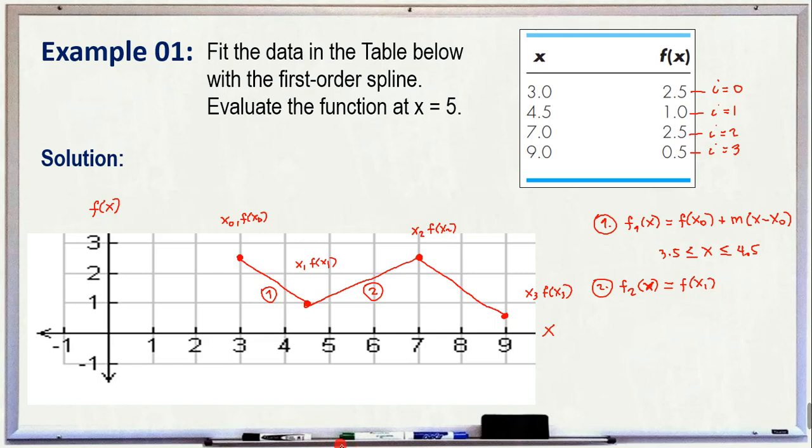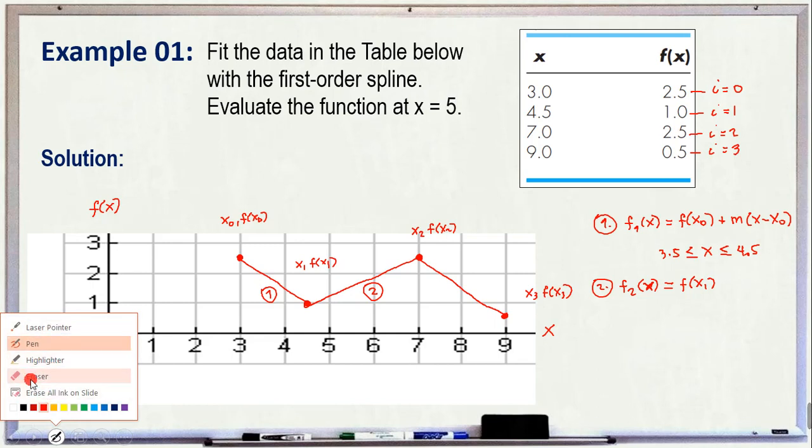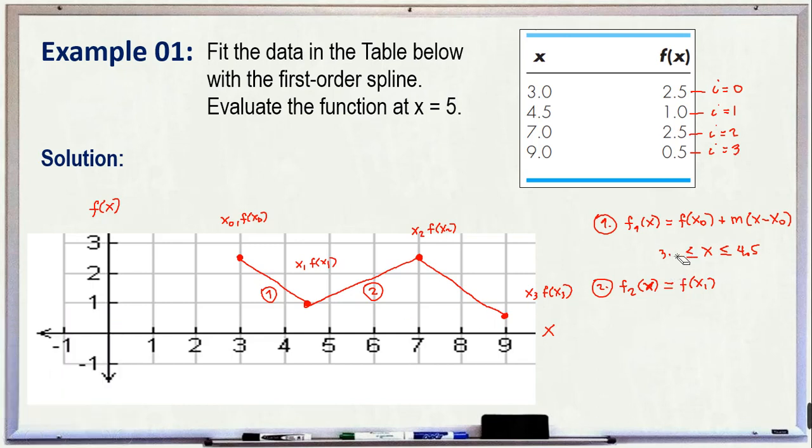Oh yes, sorry. This is 3.5. So, let's erase that. This is just 3. Okay? So, thank you, thank you very much for the correction.